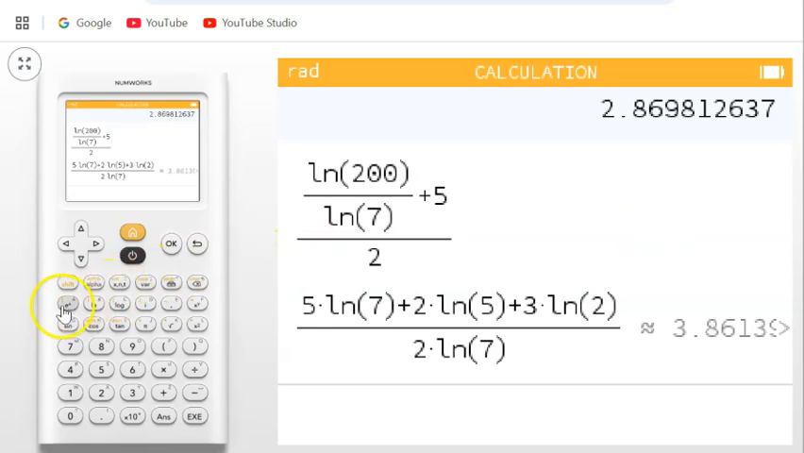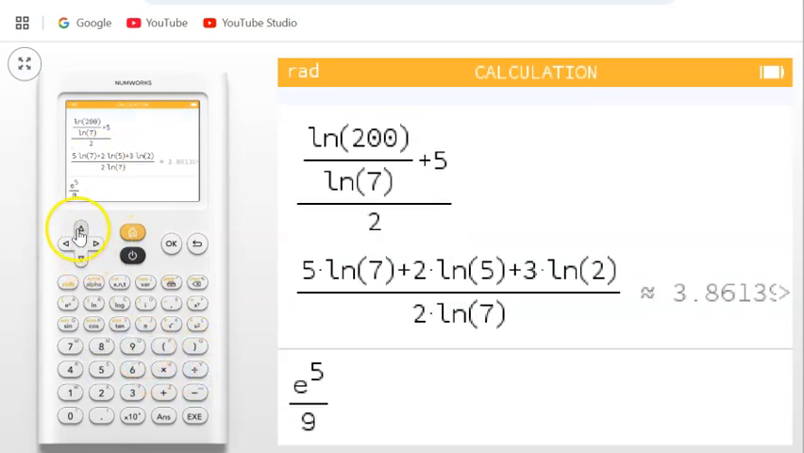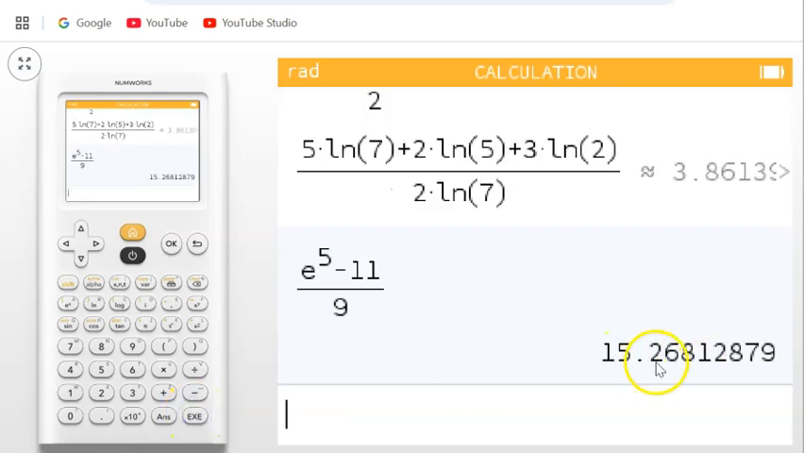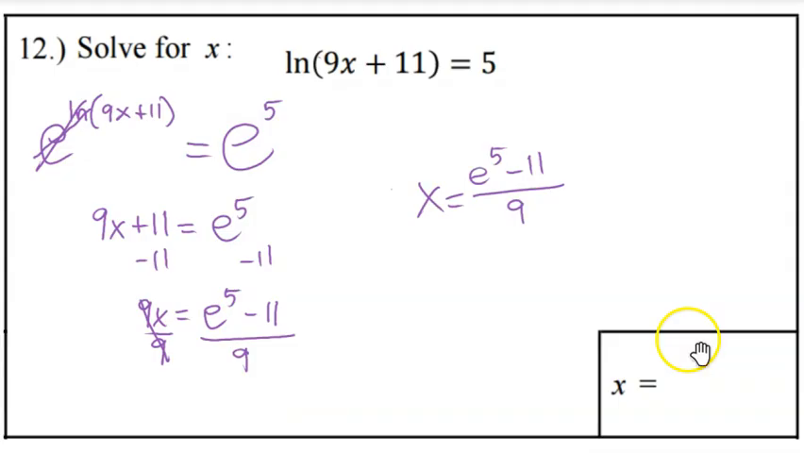So we're going to do e to the power of 5, and then I'm going to go ahead and make this divided by 9, and then I'll go back up into my numerator and do the minus 11. Just make sure we got that right. e to the 5th power minus 11 over 9. Sure enough, execute, and we get 15.268.